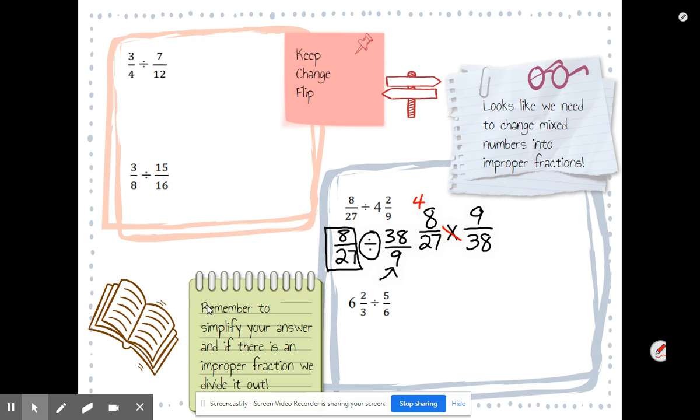Would it be 19? What about going the opposite direction, diagonally? They have the 9 factor in common, don't they? 9 divides by 9 and I get 1. 9 goes into 27 and I get 3. So now I have 4 times 1 and then 3 times 19. I don't know 3 times 19.